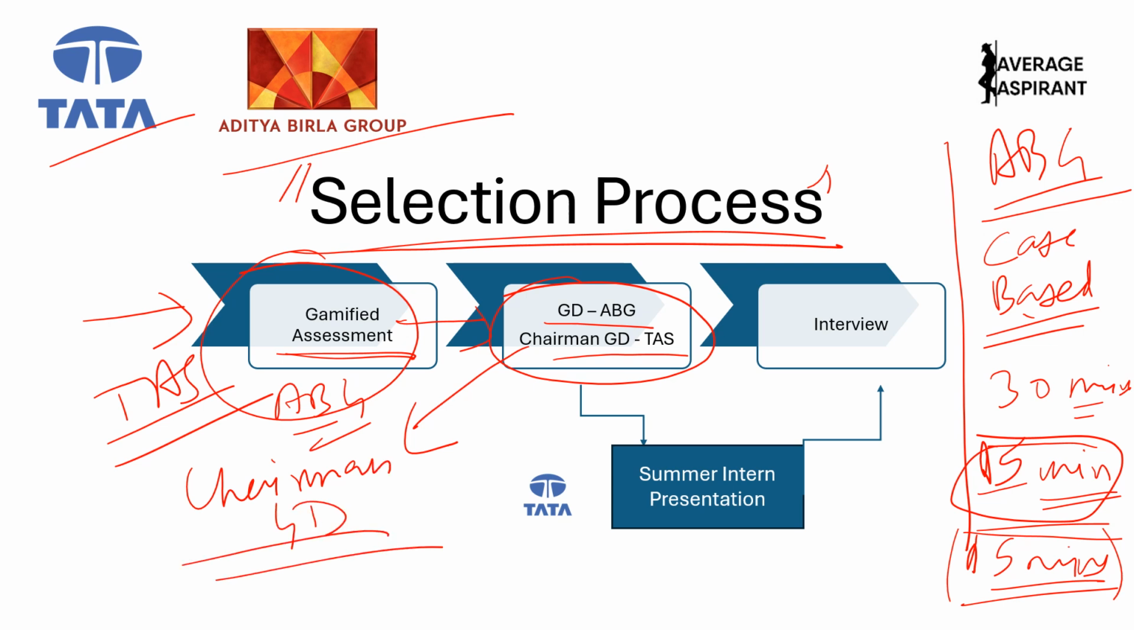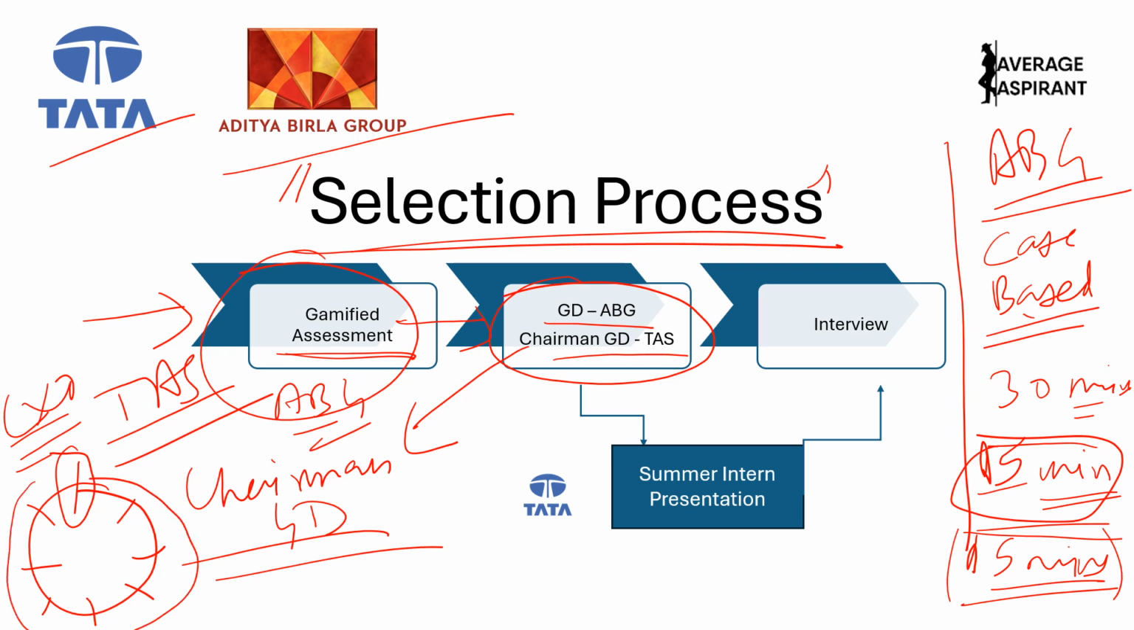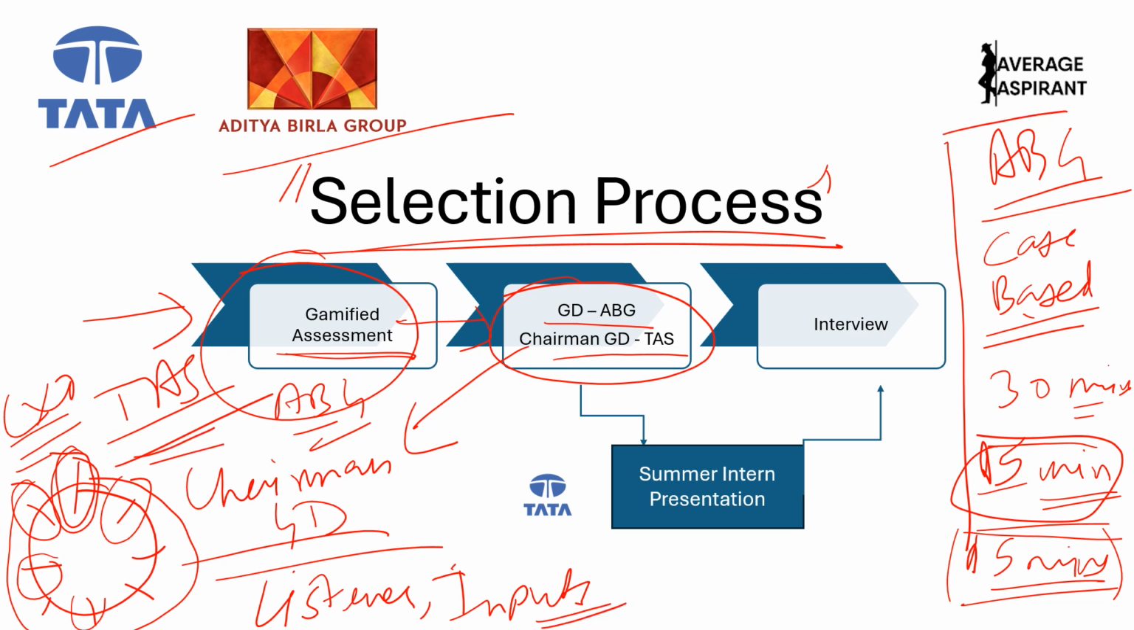For example, there are 8 people in the GD. Each person will get a problem statement, and will get a chance to represent him or herself as a CXO or a chairman of a particular company. Then they need to decide on that particular case. This goes on, right? First person gets a chance, second person gets a chance, so on and so forth, till the last person gets a chance. So you need to be a good listener, and you also need to provide your inputs. So this is the difference between ABG GD and TAS chairman GD.